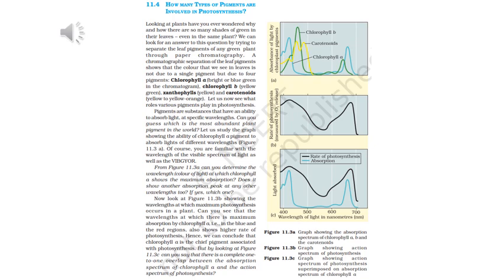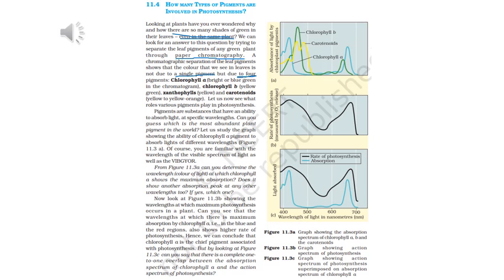11.4 How many types of pigments are involved in photosynthesis? Looking at plants, have you ever wondered why and how there are so many shades of green in their leaves, even in the same plant? We can look for an answer by trying to separate the leaf pigments of any green plant through paper chromatography. A chromatographic separation of the leaf pigments shows that the color that we see in a leaf is not due to a single pigment but due to 4 pigments.